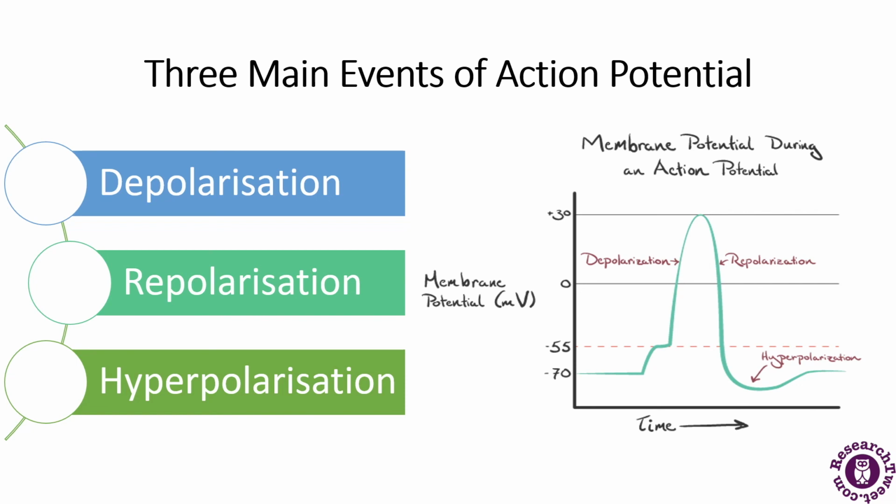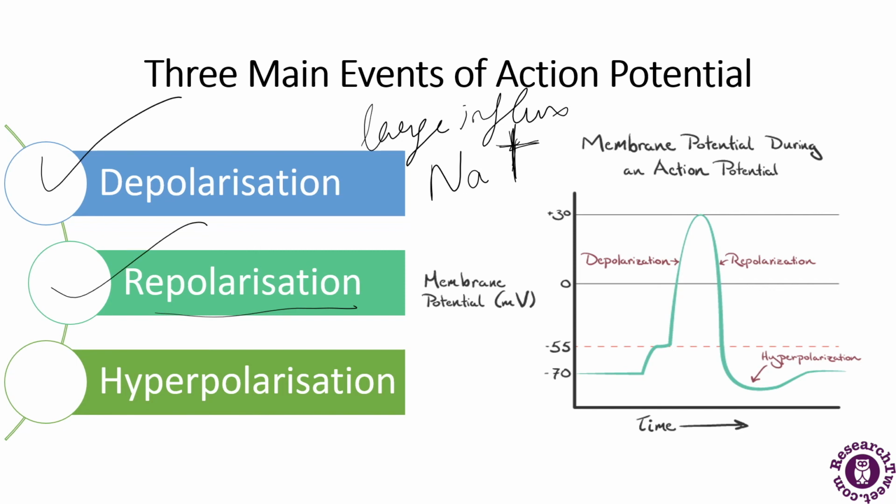So the three main events here, which I have already told you, are the depolarization, where there was an increase in the sodium ion channels and a large influx of sodium ions. Repolarization, in which the potassium ion channels will be there and it will lead to the decrease in the sodium ion channels.